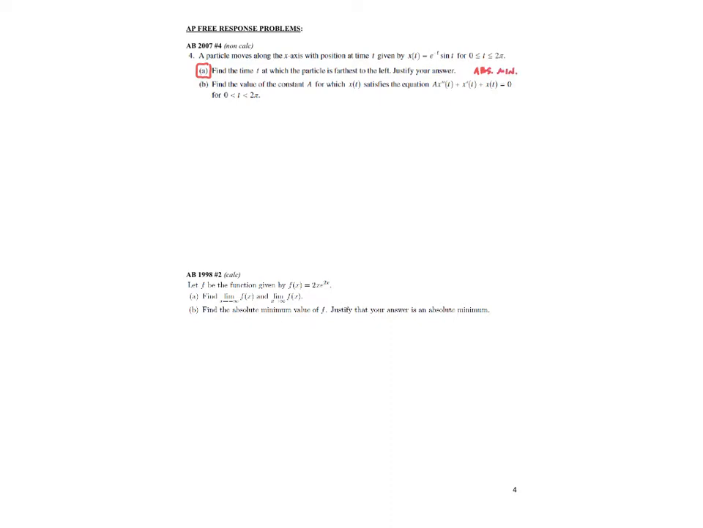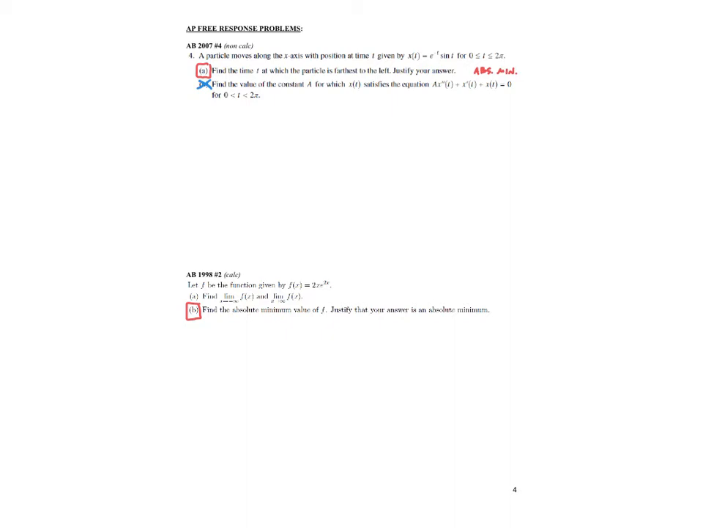I'm not going to do part B for number 4. That'll be for a different time. And then I'd also like to do part B in the 1998 number 2 question: find the absolute minimum value of f and justify our answer and why that's an absolute min. So, yeah, let's get to it.